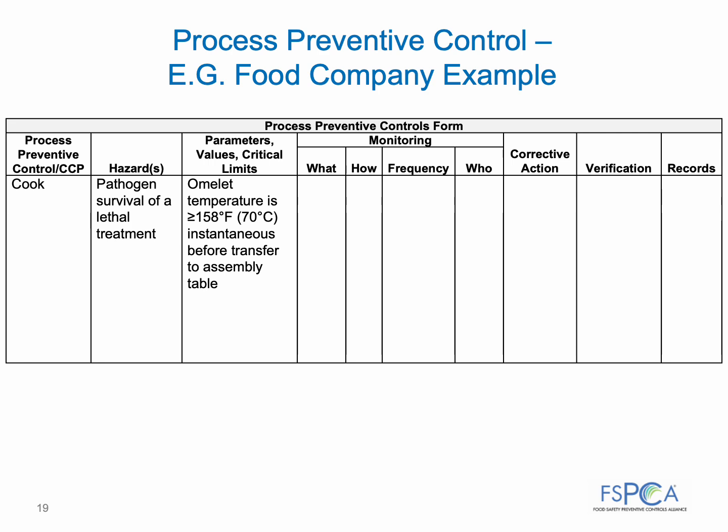As previously discussed, the E.G. Food Company's critical limit for cooking the omelet was determined to be omelet surface temperature is greater than or equal to 158 degrees Fahrenheit or 70 degrees Celsius, instantaneous before transfer to assembly table. This information is recorded in the food safety plan.